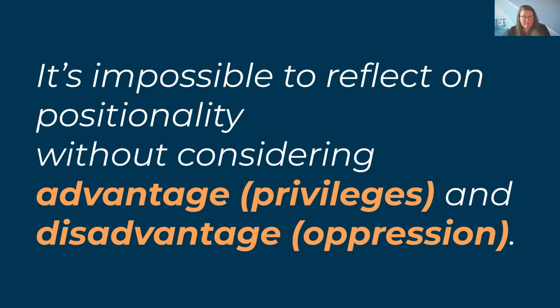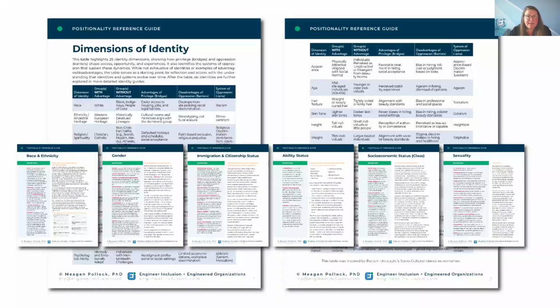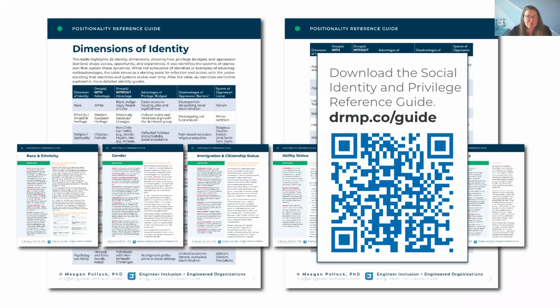A key thought here is that it's impossible to reflect on positionality without considering advantage, or what we can call privilege, and disadvantage, which is oppression. If these are new concepts to you, or concepts that come loaded with misconceptions from the zeitgeist, I encourage you to access the Social Identity and Privilege Reference Guide, because this guide is a type of cheat sheet to see which groups are advantaged and disadvantaged along identity dimensions, with examples. There are 25 in there.